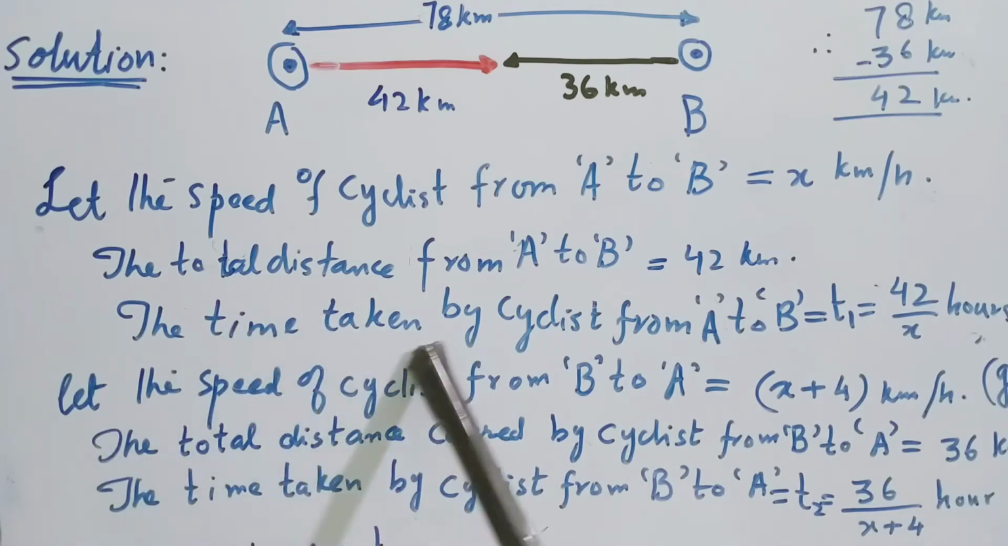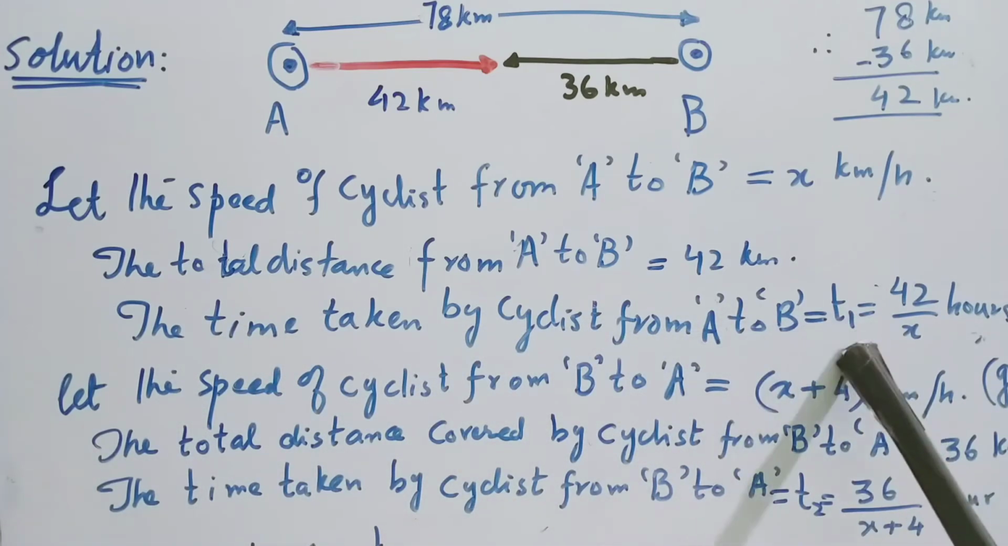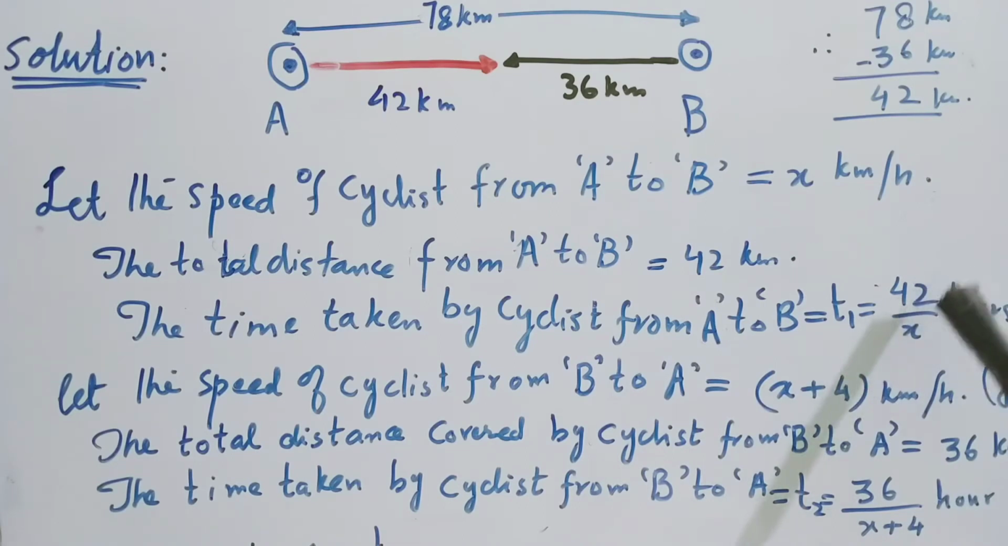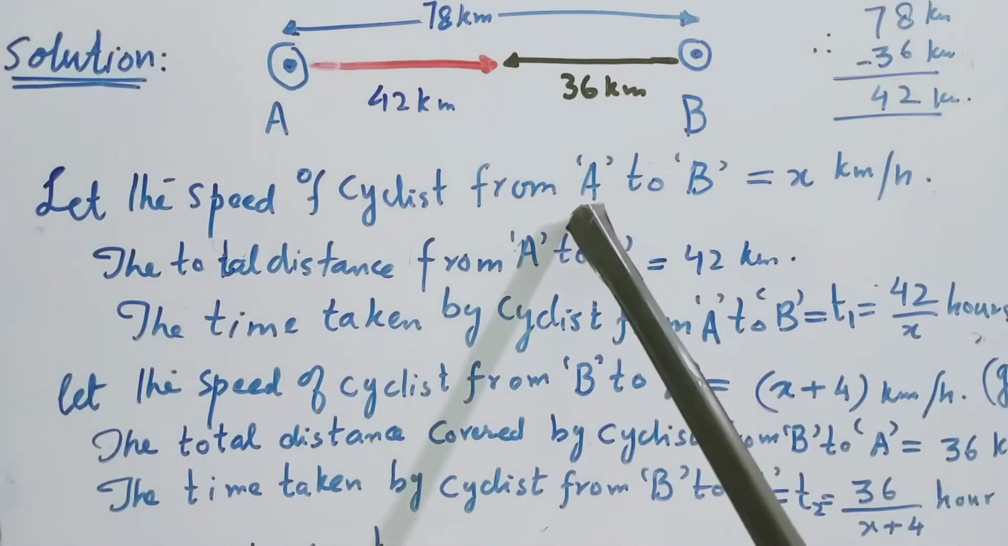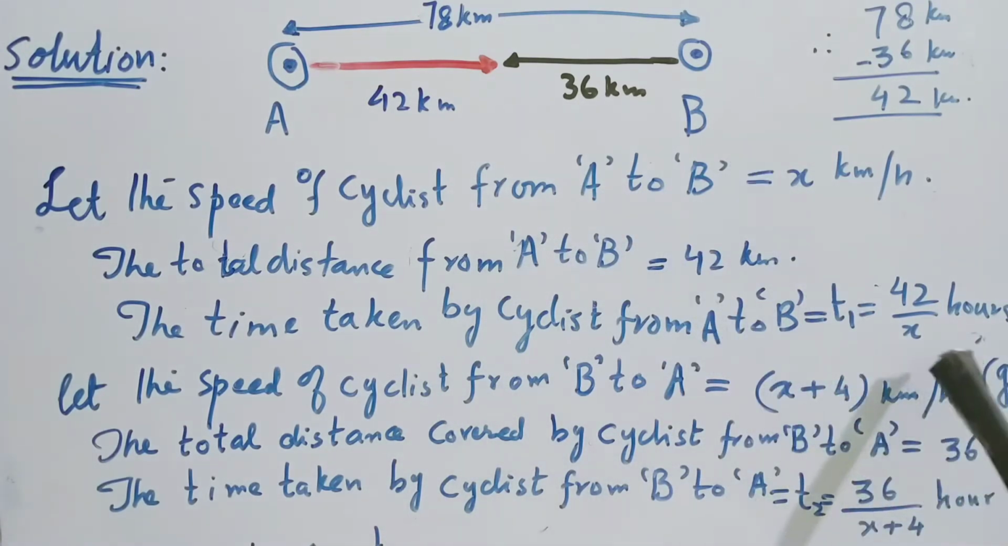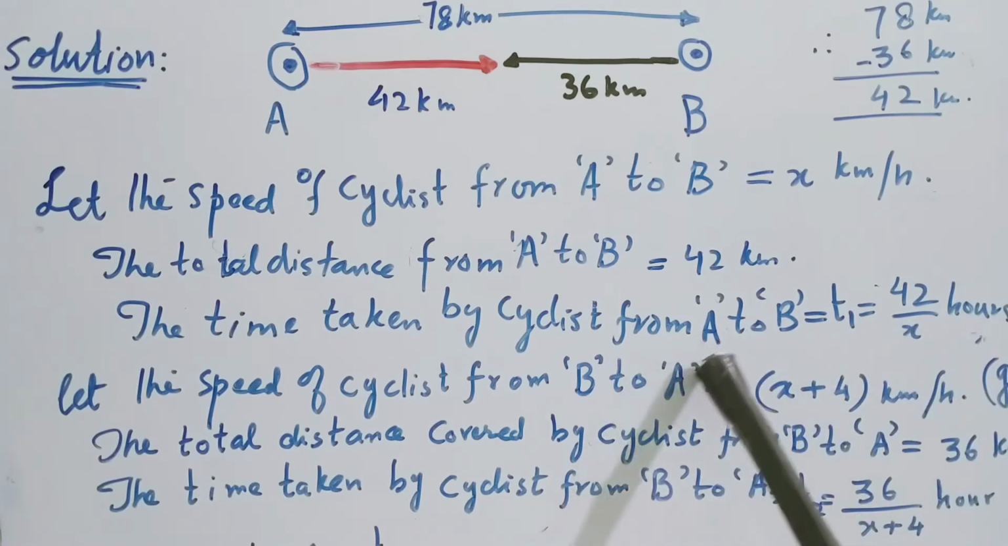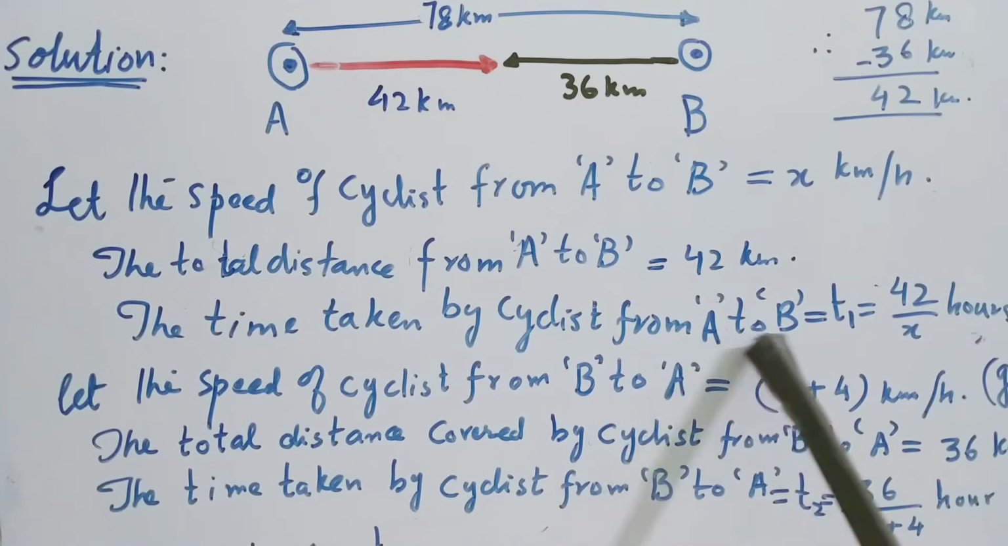The time taken by the cyclist from A to B is t1, that is 42 divided by x, where x is the speed. If we divide the total distance by the speed, we get the time for the cyclist who is moving from A to B. So we have 42 divided by x hours as the time t1 of the cyclist who is moving from A to B.